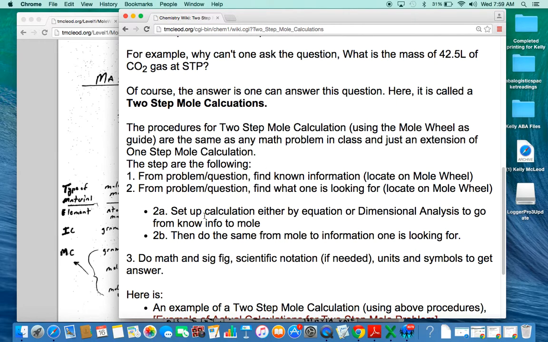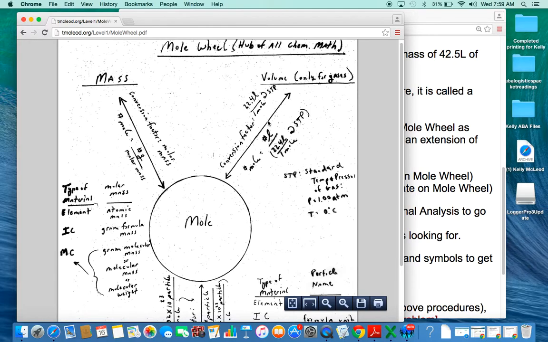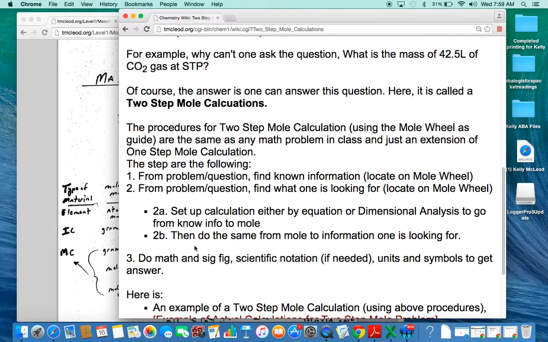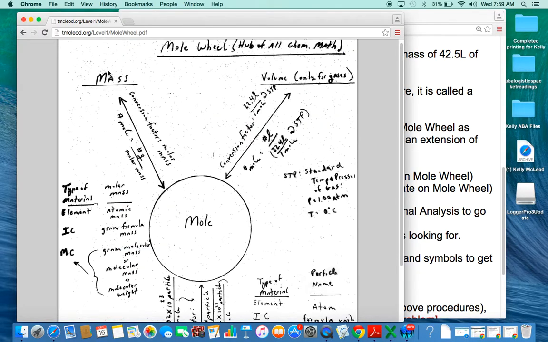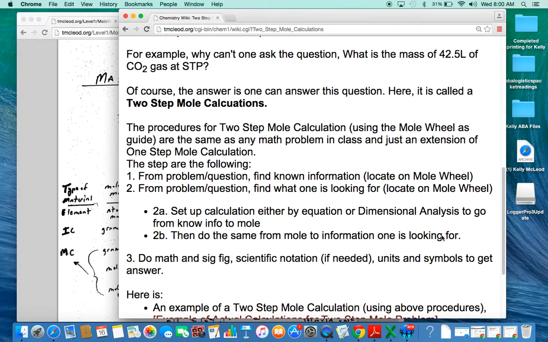Step 2A says set up the calculation either by equation or dimensional analysis to go from the known information to the mole. So in this case, from here to there. So we have this information, and once we have that, we're going to take it from the moles to the information we're looking for, in this case, from moles to mass. And then we do the calculations. That's what step 3 is: do calculations, use sig figs, scientific notation, get the units you need, and you get the answer.